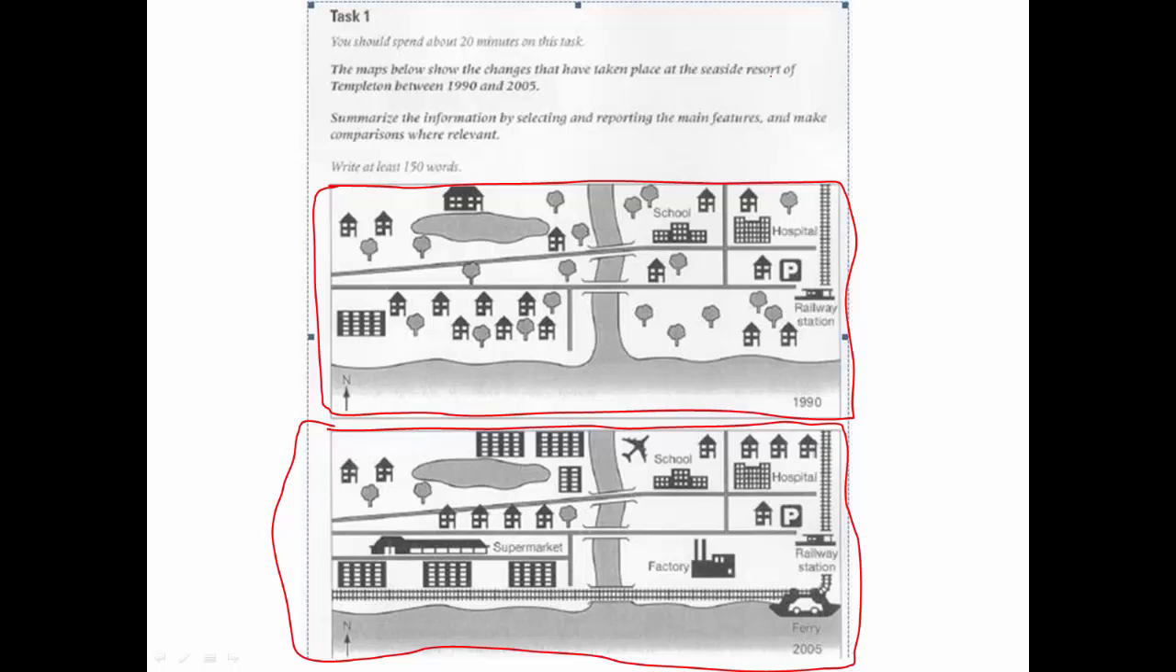The maps will normally be of the same place. So this is a town called Templeton. You don't need to worry about where that town is or know anything about that town. What they want you to do is compare the town in 1990 with the town in 2005. Just how it has changed. That's all they want you to do. Just highlight the key features, the main features, and compare how they have changed.